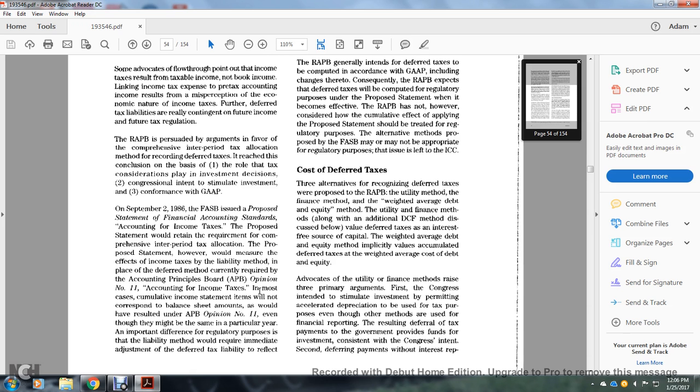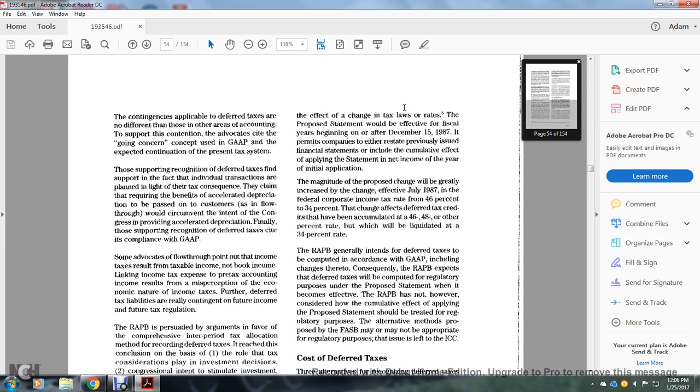Opinion number 11, accounting for income taxes. The cumulative income tax statement then will not correspond with the balance sheet account amounts that have been resolved by the Accounting Principles Board under Opinion number 11, even though they might be in this particular year within another. Another important difference is that the liability method requires immediate adjustment of the deferred tax liability to reflect the effects of changing tax laws. The proposed statement would be effective for financial years beginning after December 15th, 1987, and permits the company either to restate previously issued financial statements or to include the cumulative effect of applying the statement in net income for the year of initial application.